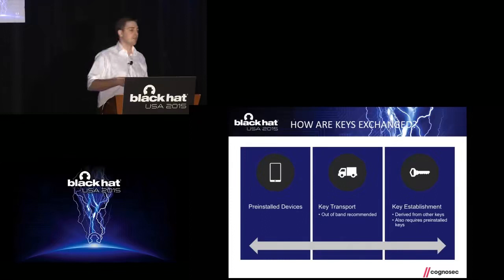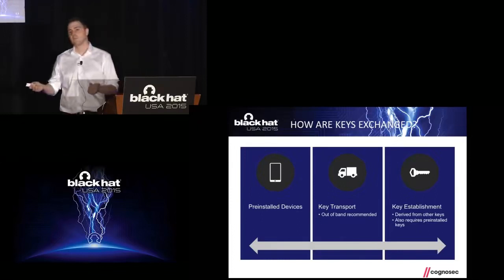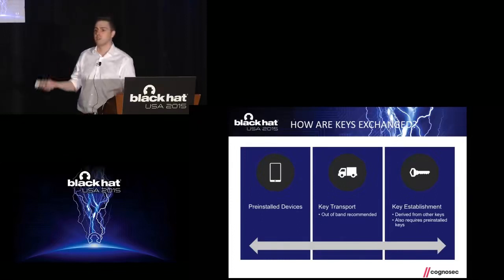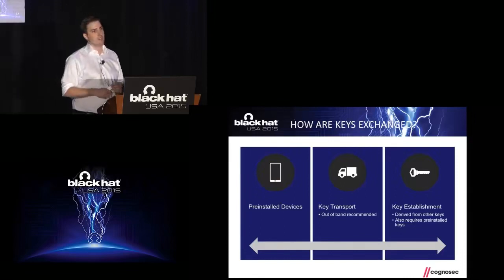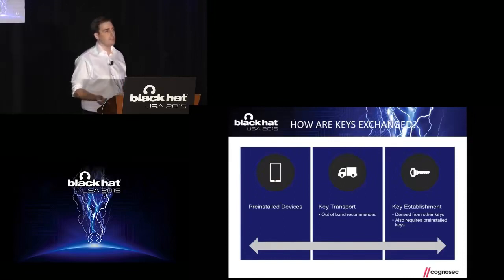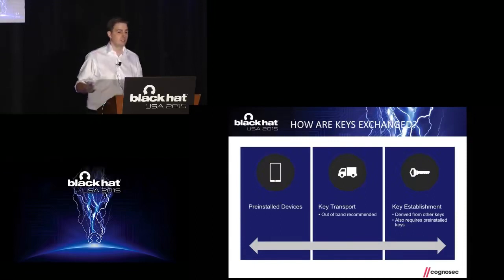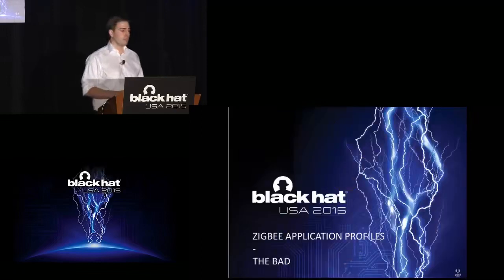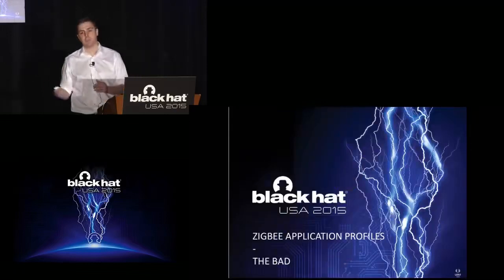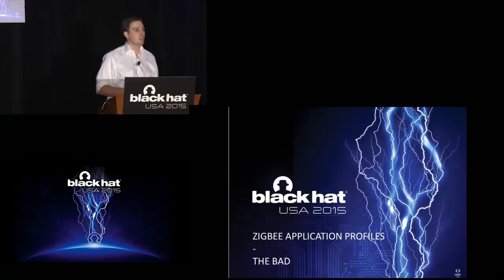So the third option is key establishment. The keys get derived from master keys, but you also need to have pre-installed key material, which is a variation of the first one. So for establishing a trust relationship between the devices, you actually have 2 options: pre-installed or a key transport. So they provide security, which is actually good. They thought about it, giving good recommendations on how you should do it.